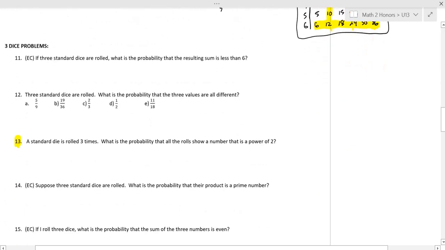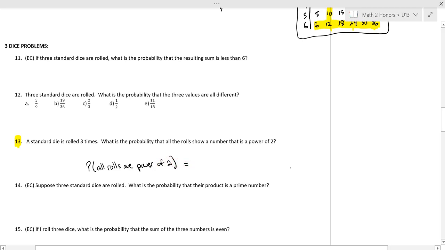Next, let's take a look at 13. A standard die is rolled 3 times. What's the probability that all the rolls show a number that's a power of 2? Okay. So probability all rolls are power of 2.